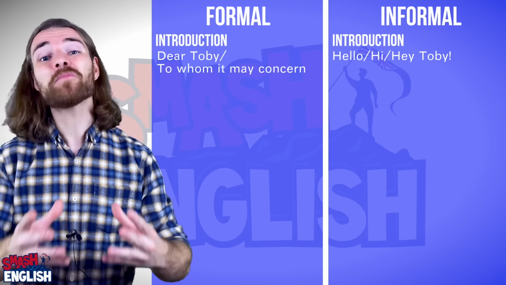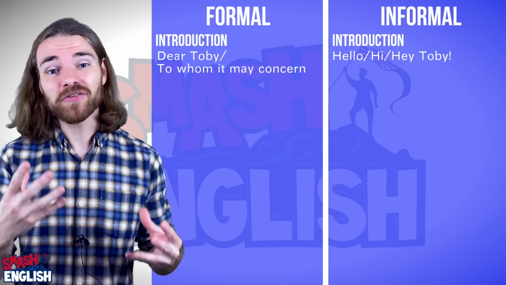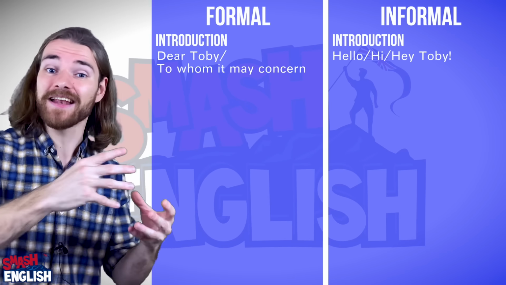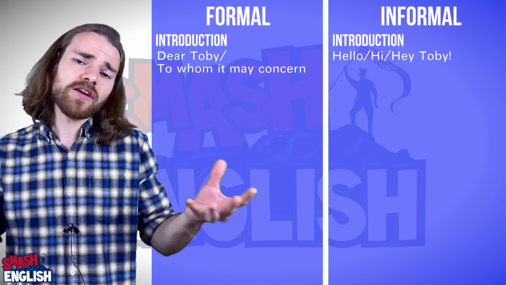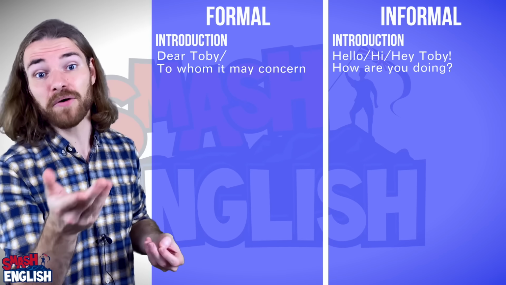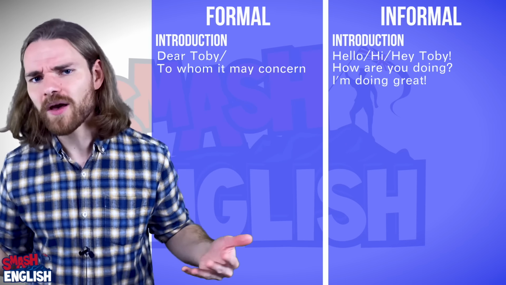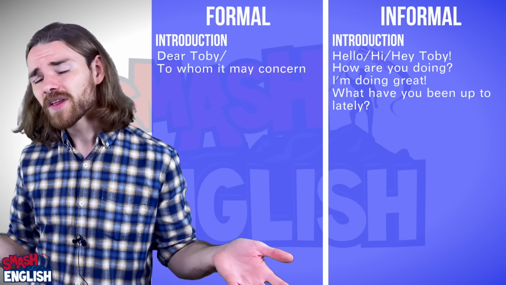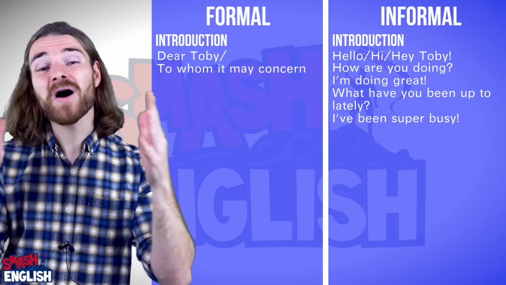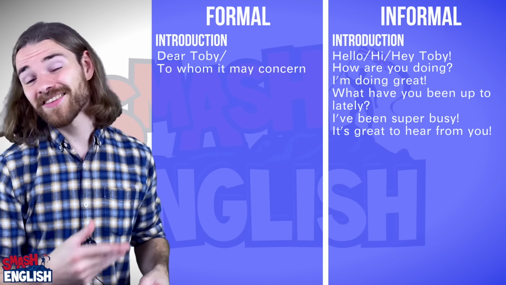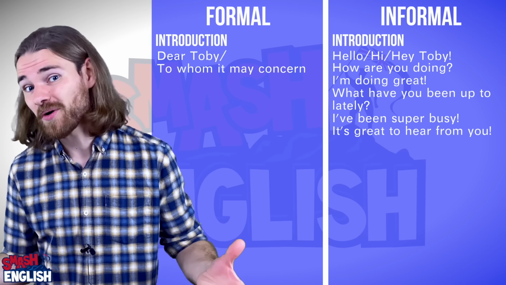Then we need to write an opening paragraph, and what we include in this paragraph again depends on if we are writing a formal email or an informal email. If we're writing to a friend and it's informal, we should include things like asking them how they are. How are you? We should talk about how we are. We should ask them what they have been doing recently, or we could tell them what we have been doing recently. And of course, we must tell them how excited we are that they have taken the time to write to us, because we love it when our friends write to us.